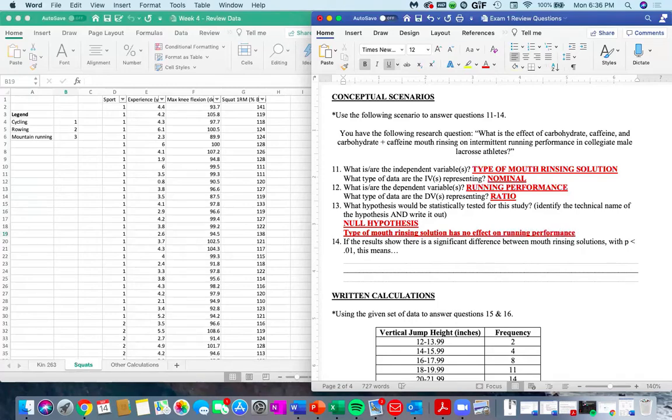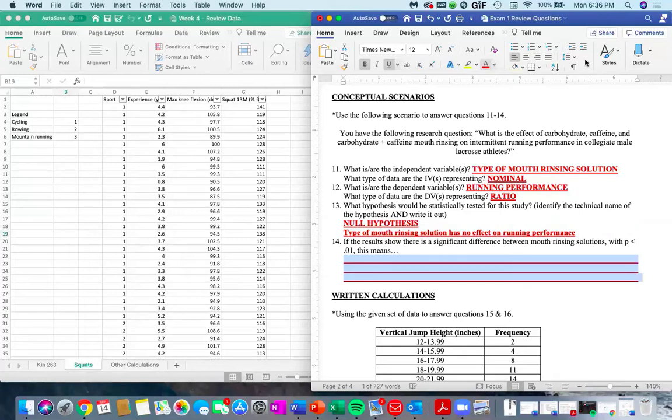So the null hypothesis always says there's no effect, no relationship. Now let's relate this to a p-value. If we said the results show there is a significant difference between mouth rinsing solutions with a p less than 0.01, what would this mean? First off, would we accept or reject the null hypothesis? We reject the null hypothesis.